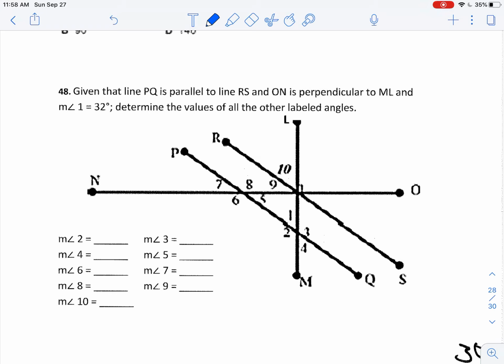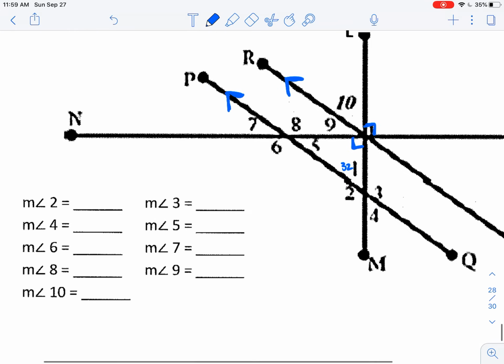And the last problem, 48. Given that line PQ is parallel to RS, so I'm going to just draw some little chevrons on here so I know that these are parallel. And ON is perpendicular to ML. All right, so this is a 90 degree. This is also a 90 degree. They're all 90 degrees. And the measure of angle 1 is 32. Okay, determine the values of all the other labeled angles.